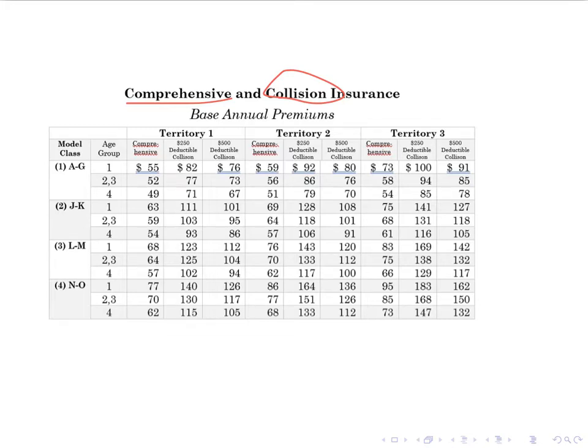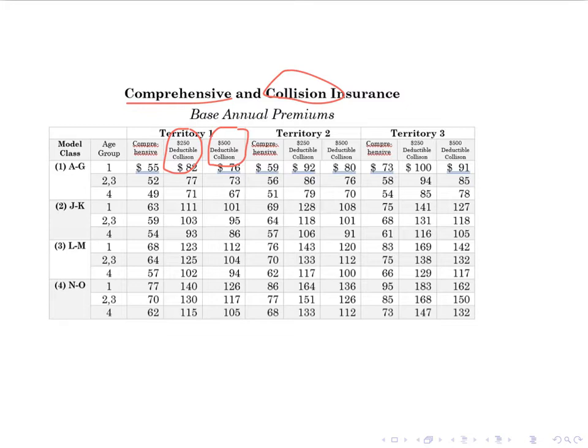So if you notice, there's a $250 deductible, there's a $500 deductible. The deductible only occurs with collision, not with comprehensive. I have a lot of people who get that confused. The deductible means you pay that first. So if you cause an accident and there's $1,000 of damage to your car and you have a $250 deductible, you pay the first $250. The insurance company will pay the rest.